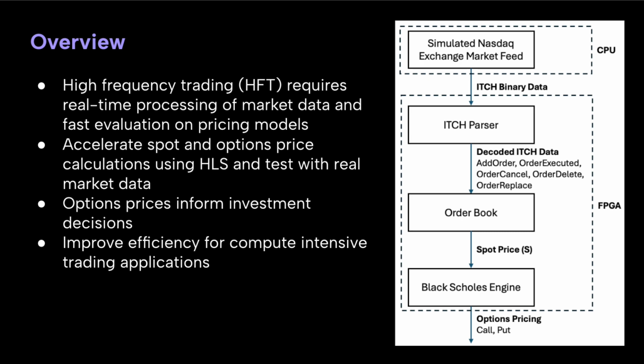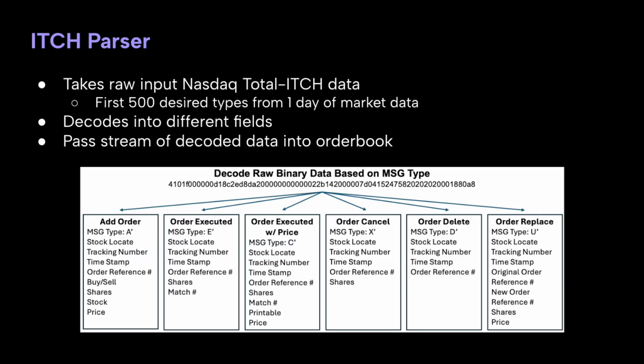using HLS. As mentioned previously, the ITCH parser takes in raw NASDAQ TotalView-ITCH binary data and decodes it into different fields. For our project, we took one-day market data and only took the first 500 messages of the 6 desired order types to feed into the module. The specific order types we looked at were add order, order executed with price, order cancel, order delete, and order replace. All the message types and their fields can be seen in the diagram on the slide.